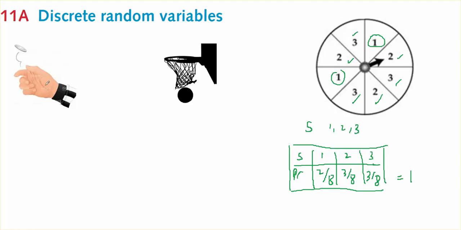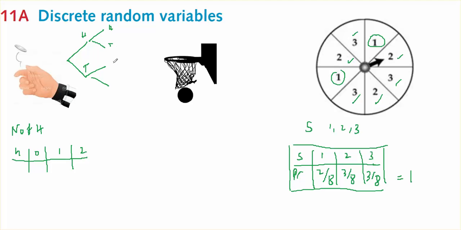If I was to toss a coin twice, then I could consider the number of heads as the variable, and that would be a discrete random variable, because if I toss a coin twice, I could get no heads, or 1 head, or 2 heads. I could use a probability table or a tree diagram to be able to work out my probabilities. Head, tail, head, tail, head, tail. All of them are 1/4.